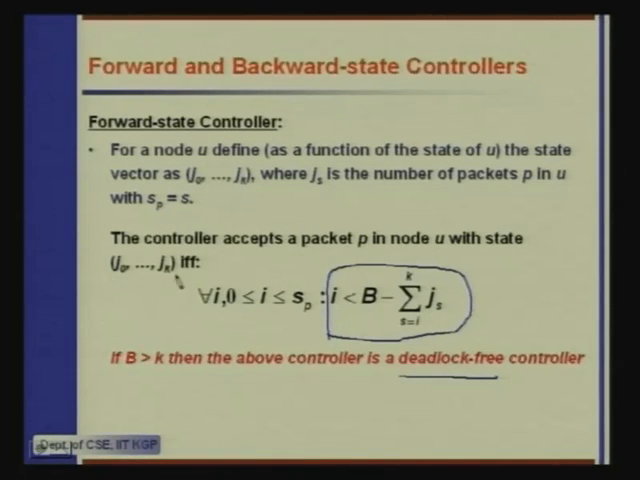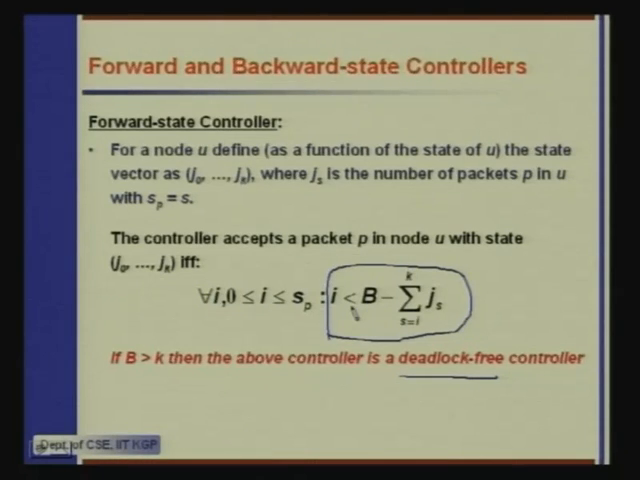Now, the rest of this is very simple. When I get a packet P and my current state is this, for each I, I check whether I is less than B minus the summation of the Js from I through k. You know what these Js are, we just compute this summation, subtract it from B and check whether I is less than that.